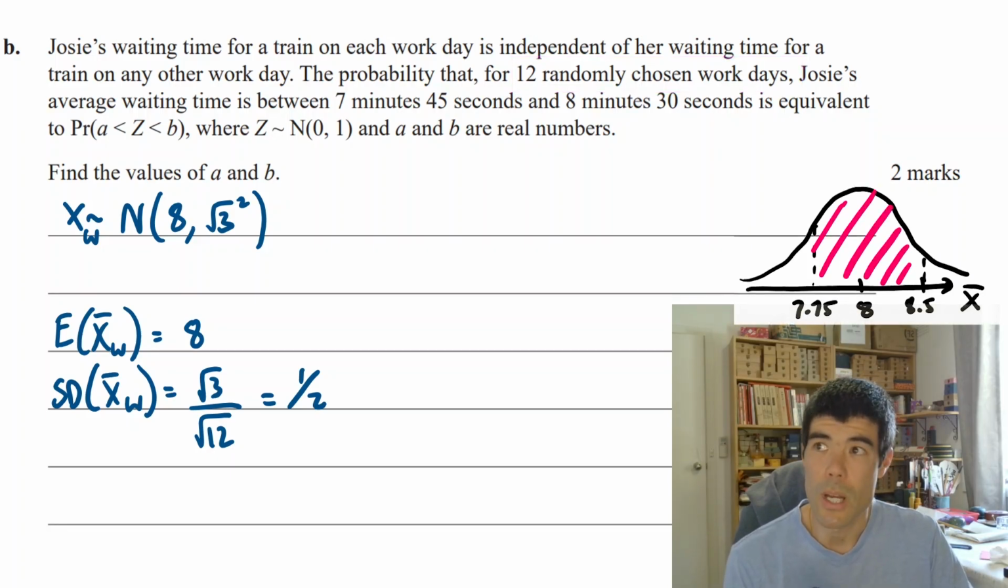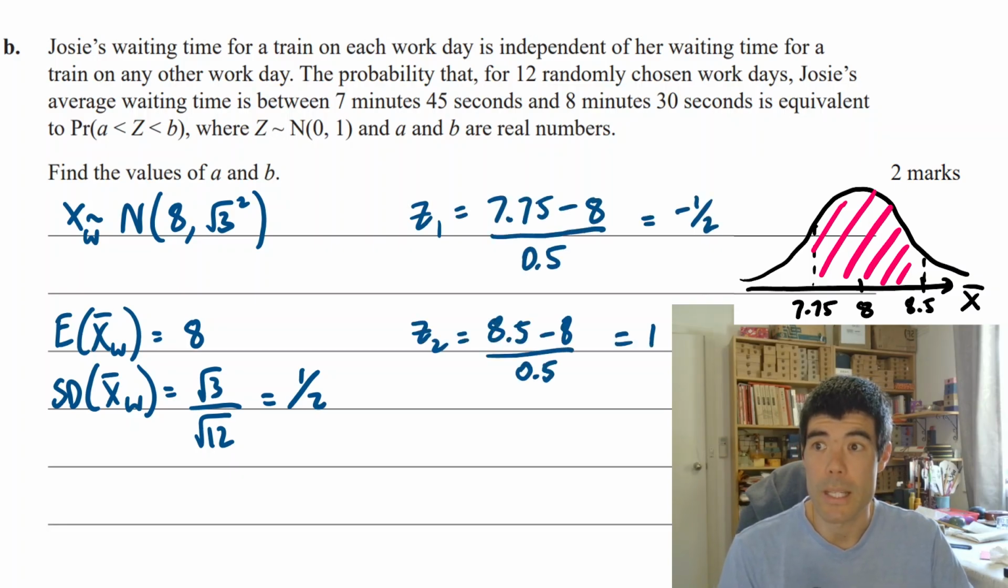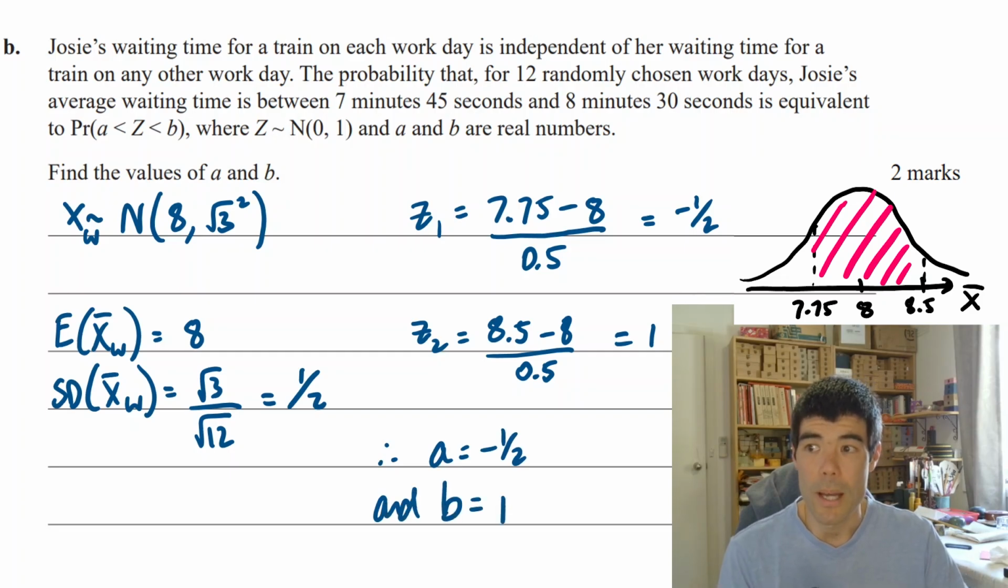Again, it doesn't hurt to draw a diagram. We're interested in the probability that x bar is between 7.75, 7 3/4, and 8.5. To convert to the z value, we subtract the mean and divide by the standard deviation. We get the lower bound is -0.5 and the upper bound is 1.